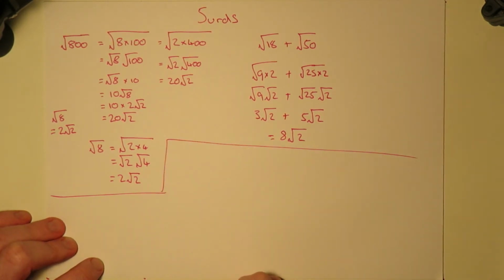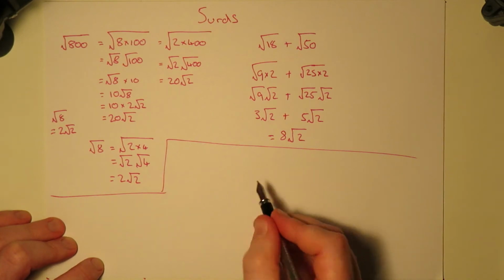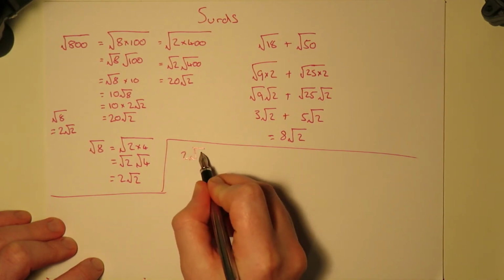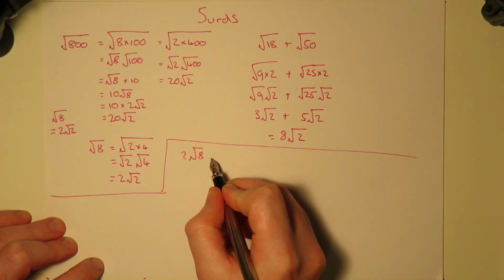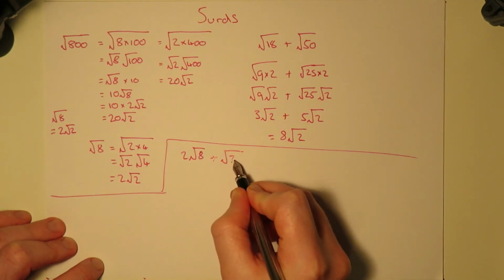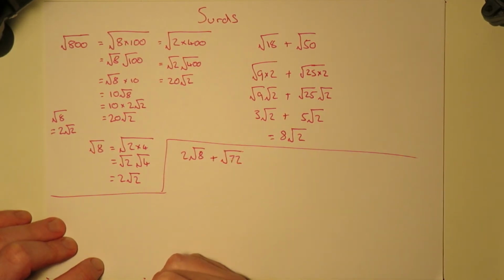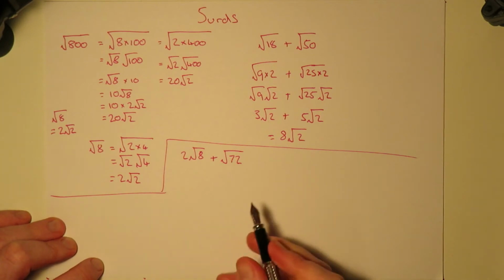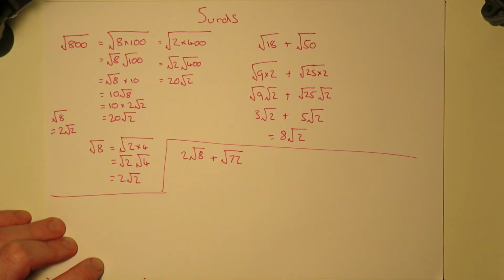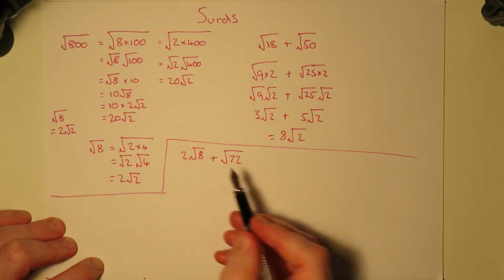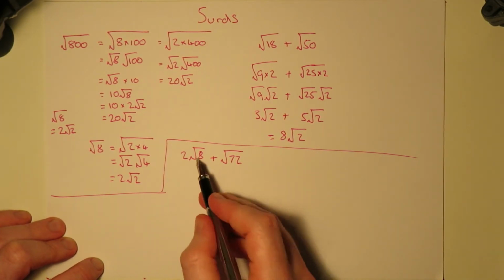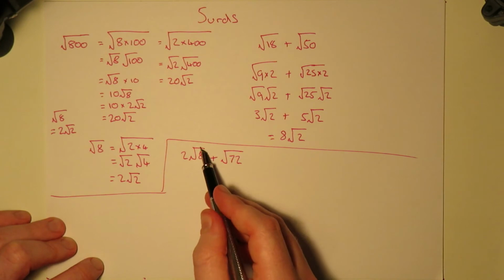So let's try another example. Let's try 2 root 8 plus the root of 72. Okay, so this one here is a little bit different to the previous example, but not overly so. We focus on rewriting the root 8.